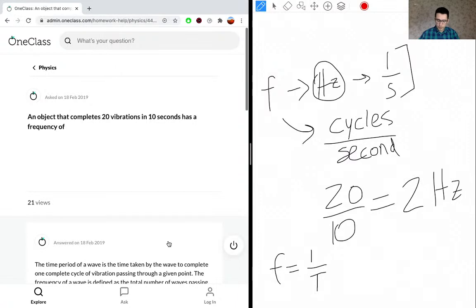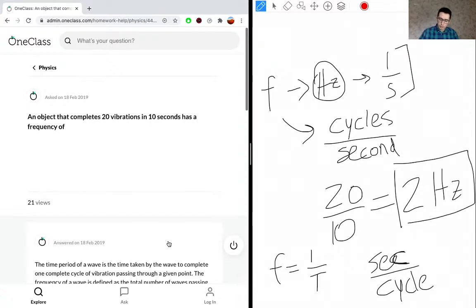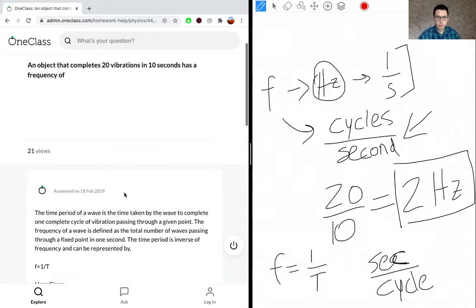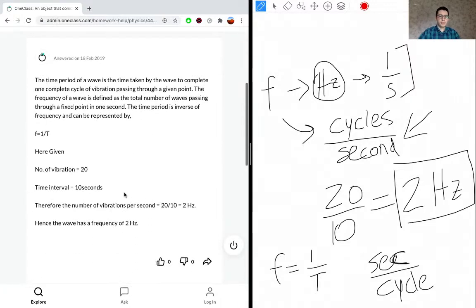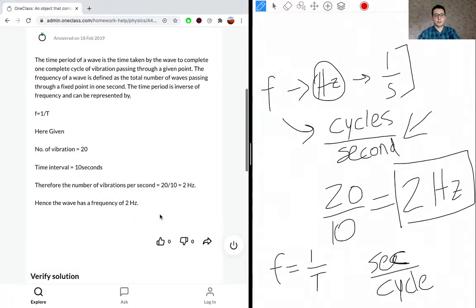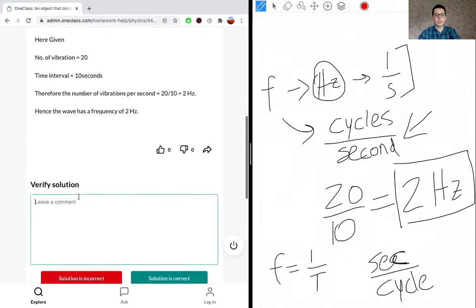So what the period represents is the inverse. It will be how many seconds does it take to complete one cycle. So how many seconds per cycle? But in this scenario, we only care about hertz, which is the number of cycles per second. So let's look at the attempted solution. Here they follow the same format and they calculate the frequency correctly. Correct answer. Great job.